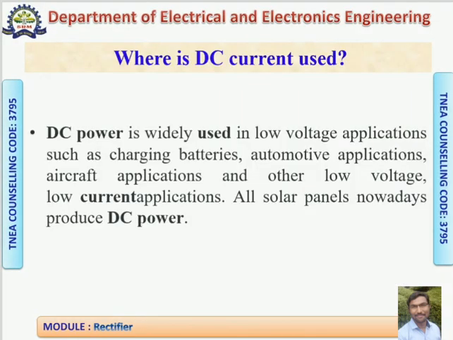Where is DC used? DC power is widely used in low voltage applications such as charging batteries, automotive applications, aircraft applications, and other low voltage, low current applications. All the solar panels nowadays produce DC power.